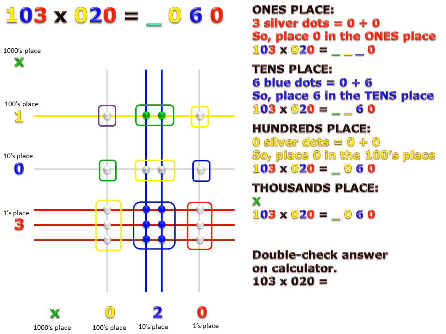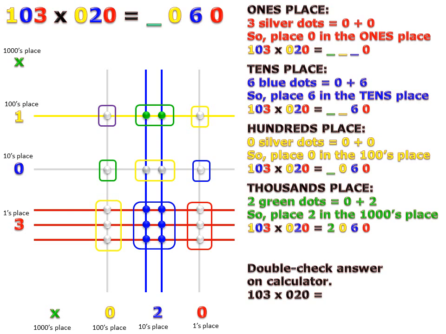Now we're going to count our yellow dots. But as you see, all what would have been yellow dots are all silver. So 0 silver dots equals 0. There's going to be nothing to carry, so place 0 in the hundreds place portion of the answer.